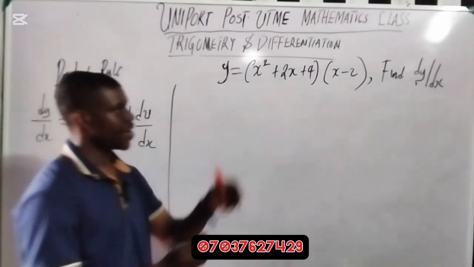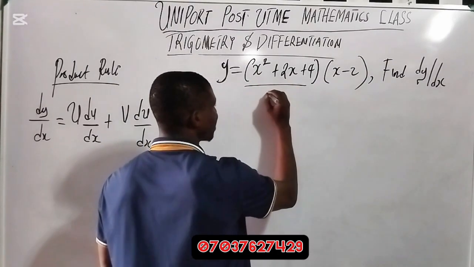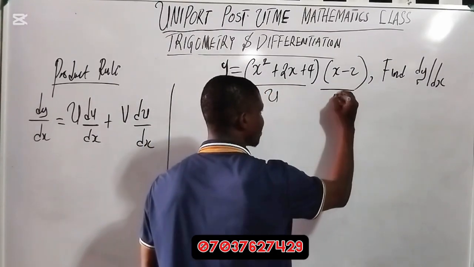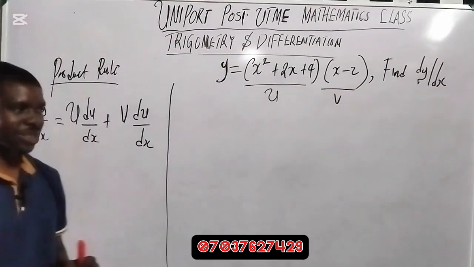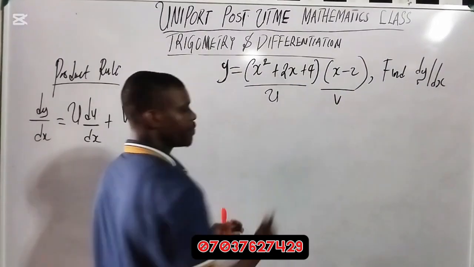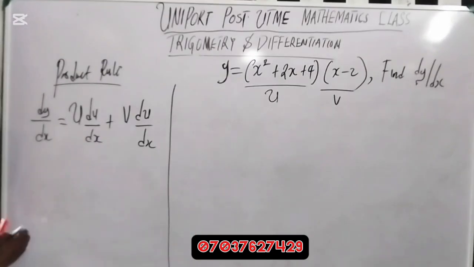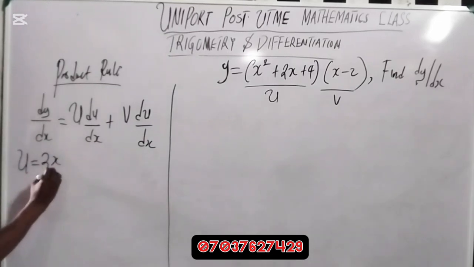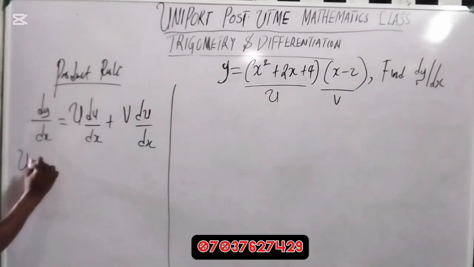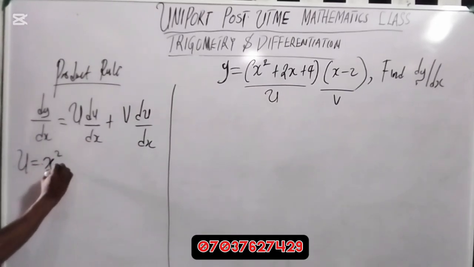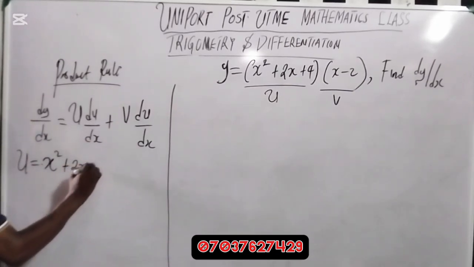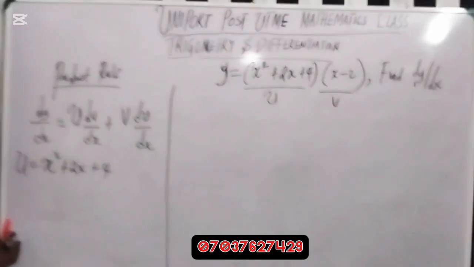But if you look at this one here, this can be classified as u, and this can be classified as v, so u is multiplying v. So you can see that u is equal to x squared plus 2x plus 4, right?